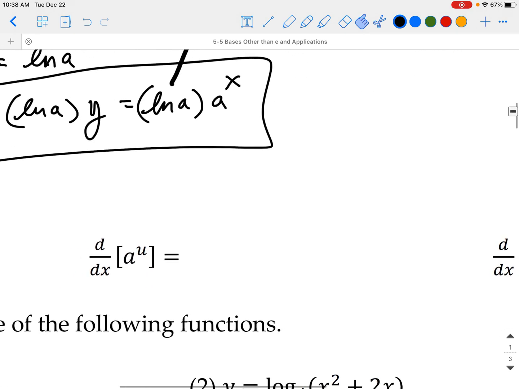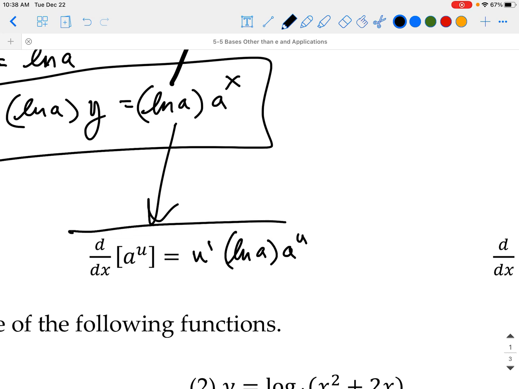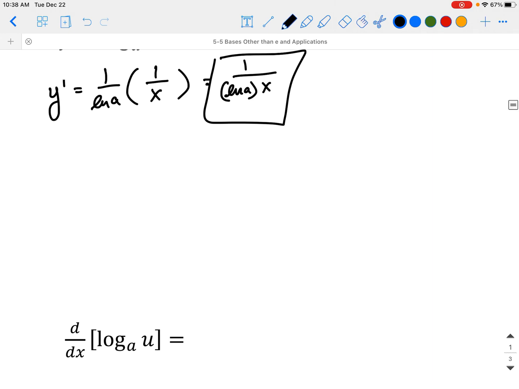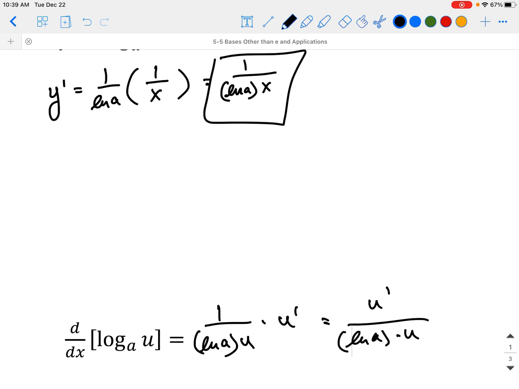Okay. Chain rule then is going to be very similar. So for the chain rule, we're going to use what we just derived below here. So we're going to definitely get the natural log of a times a to the u, and then we'll just multiply that by u prime. And then for our log base a of u, again from above was 1 over the natural log of a times x. That is going to look like 1 over the natural log of a times u prime, which we can then just put as a single expression, u prime over natural log of a times u.